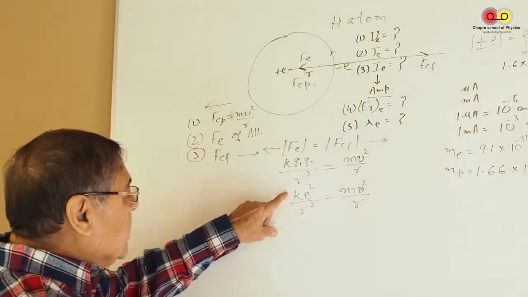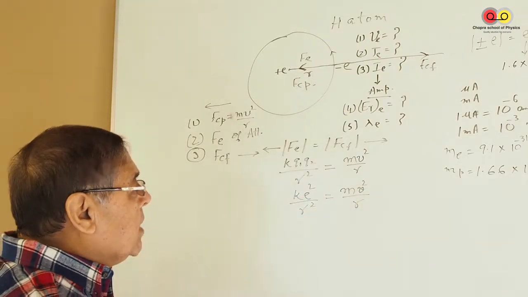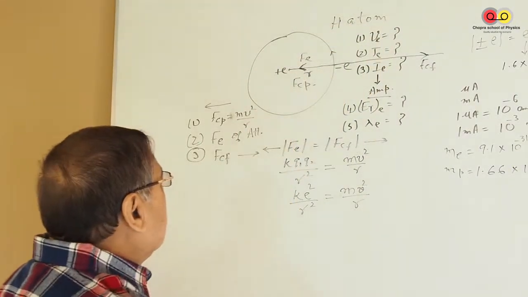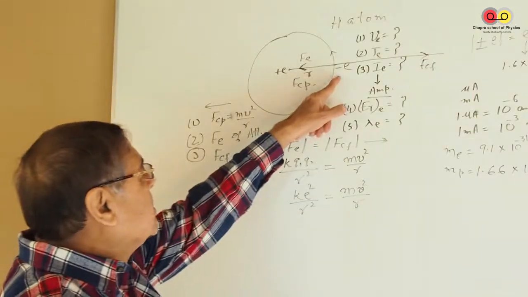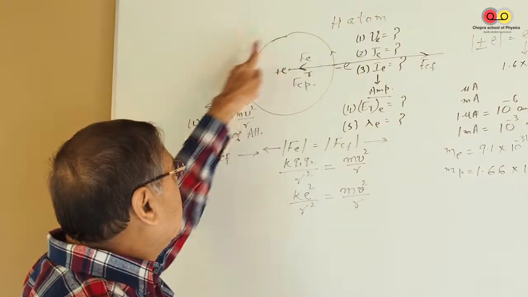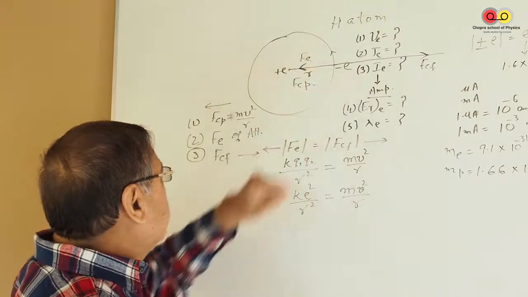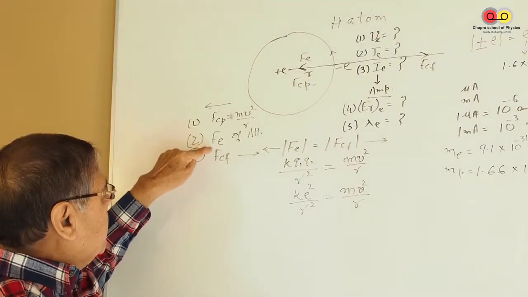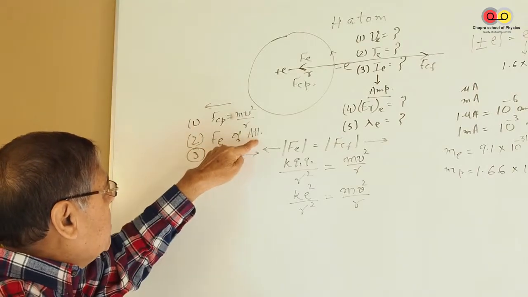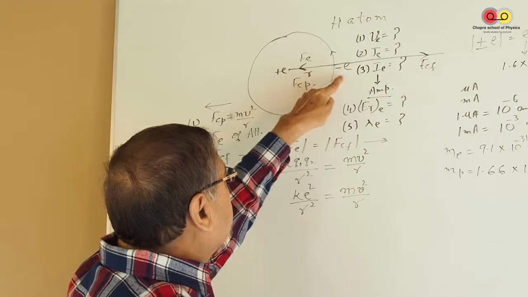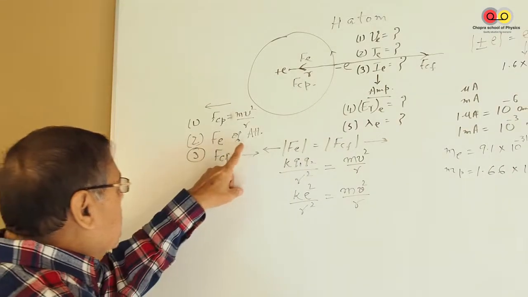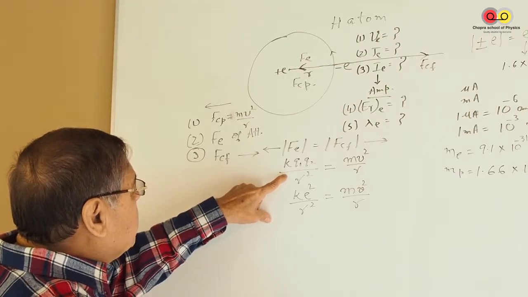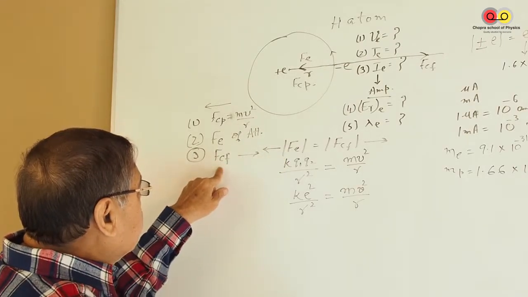So what we are finding, ke square by r square is mv square by r. Our aim was to estimate speed. Our assumption is that the electron is revolving, and for revolution the force is centripetal force. This force is provided by the electrical force of attraction between the nucleus and the electron. The electrical force is estimated by Coulomb's law, and the magnitude of this force is equal to the centrifugal force.